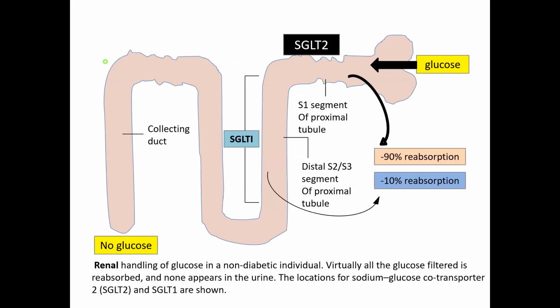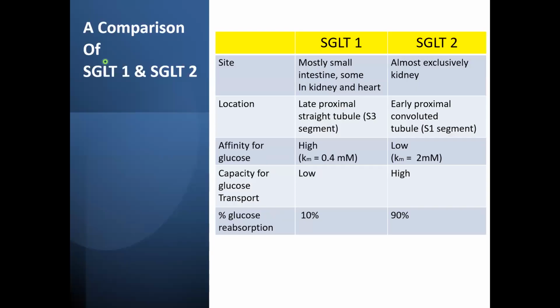So what happens when there is glucose? The glucose is almost 100% filtered by the GFR, and in the S1 segment of the proximal tubule, 90% is reabsorbed. And in the distal two-thirds of the proximal tubule, the other 10% is reabsorbed by the SGLT1. So the difference between SGLT1 and 2 is SGLT2 is almost exclusively in the kidney. The first part of the proximal convoluted tubule is where the SGLT2 inhibitors act.